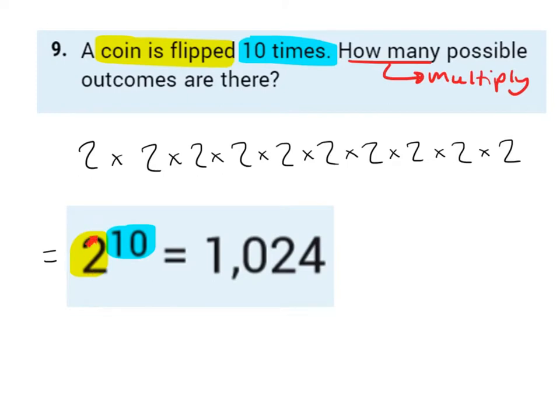So that's two options or two possible outcomes, heads or tails, 10 times. So 2 to the power of 10 is 1024 possible outcomes.